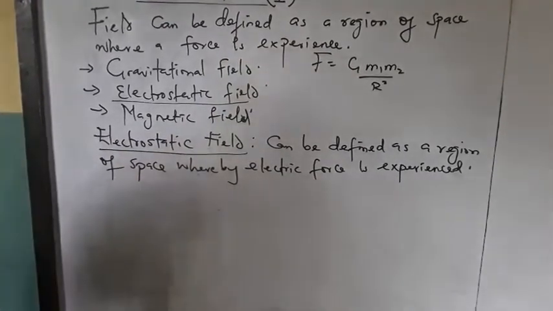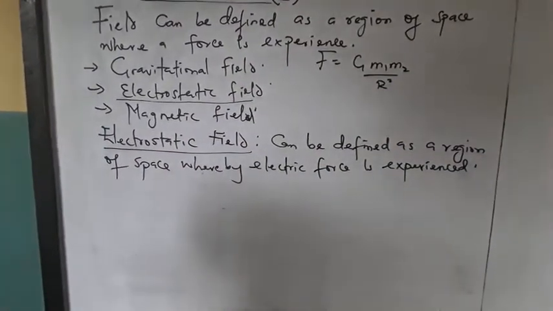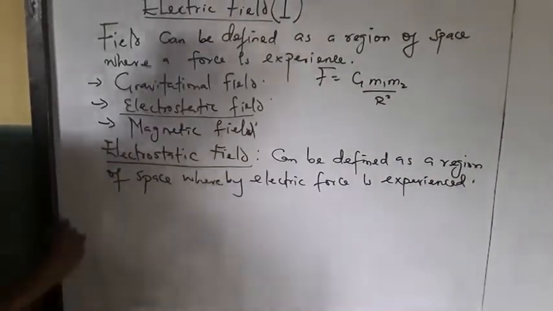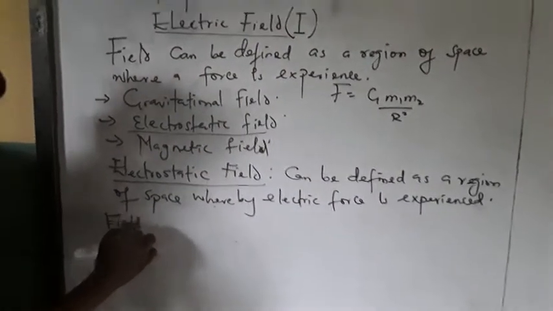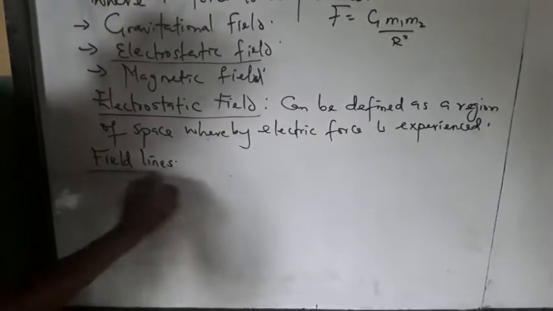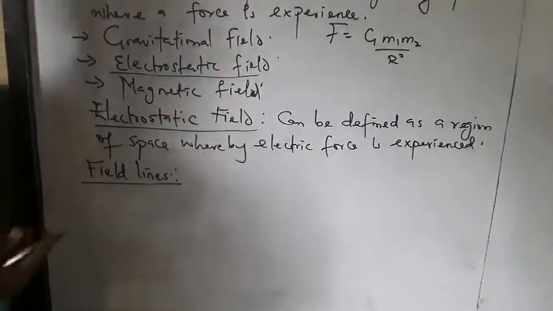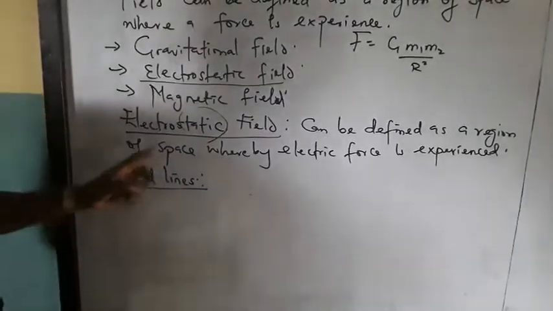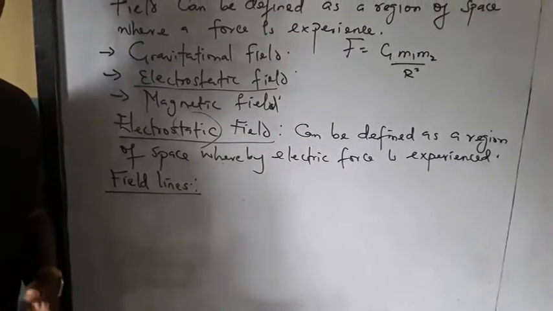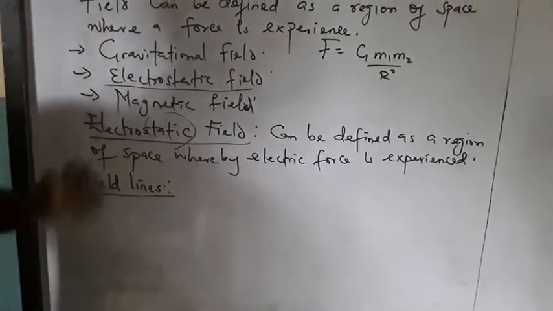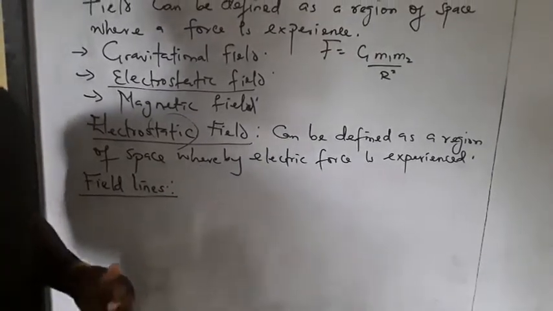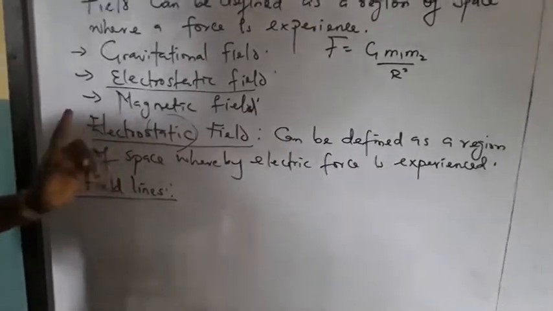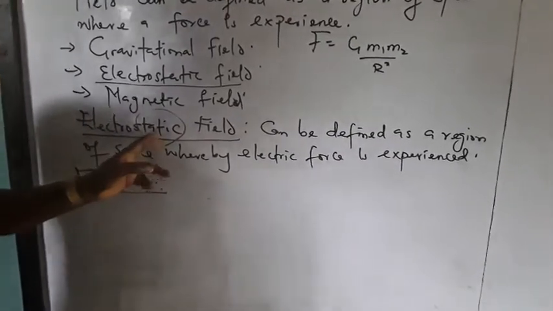Now, we're going to be looking at some things that you need to understand under electrostatic field. We're going to be looking at field lines. Because when you talk about electrostatic field, from the word static, it is the stationary state of electricity, or when electric force is at rest. Static means at rest.